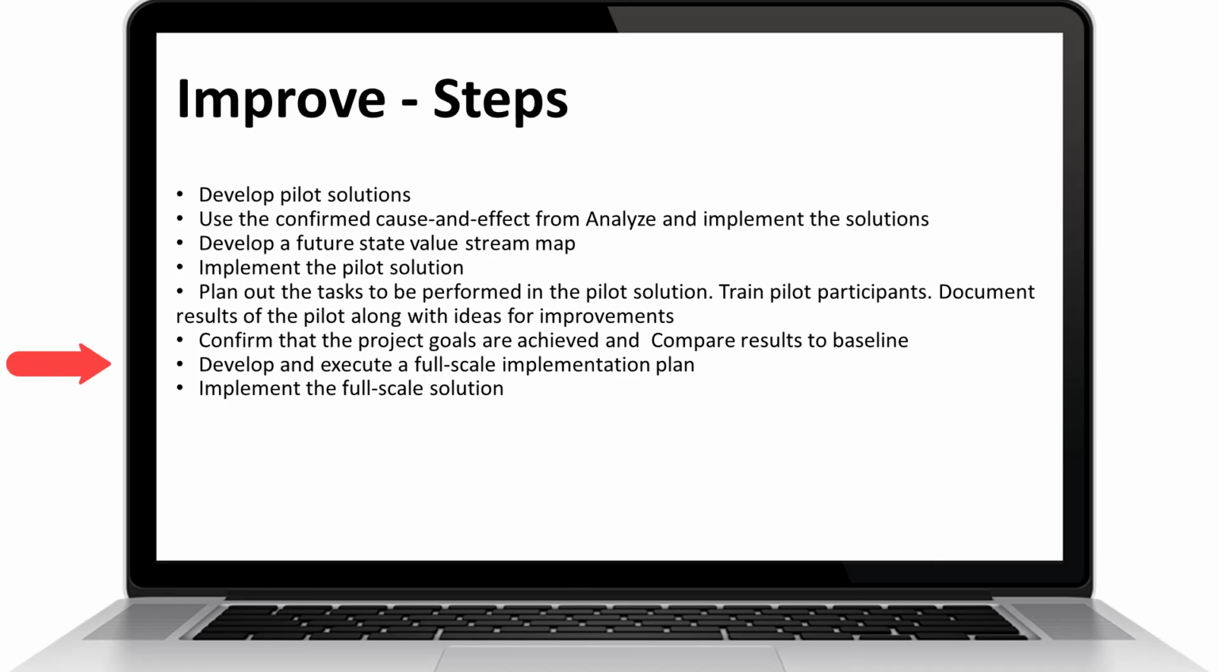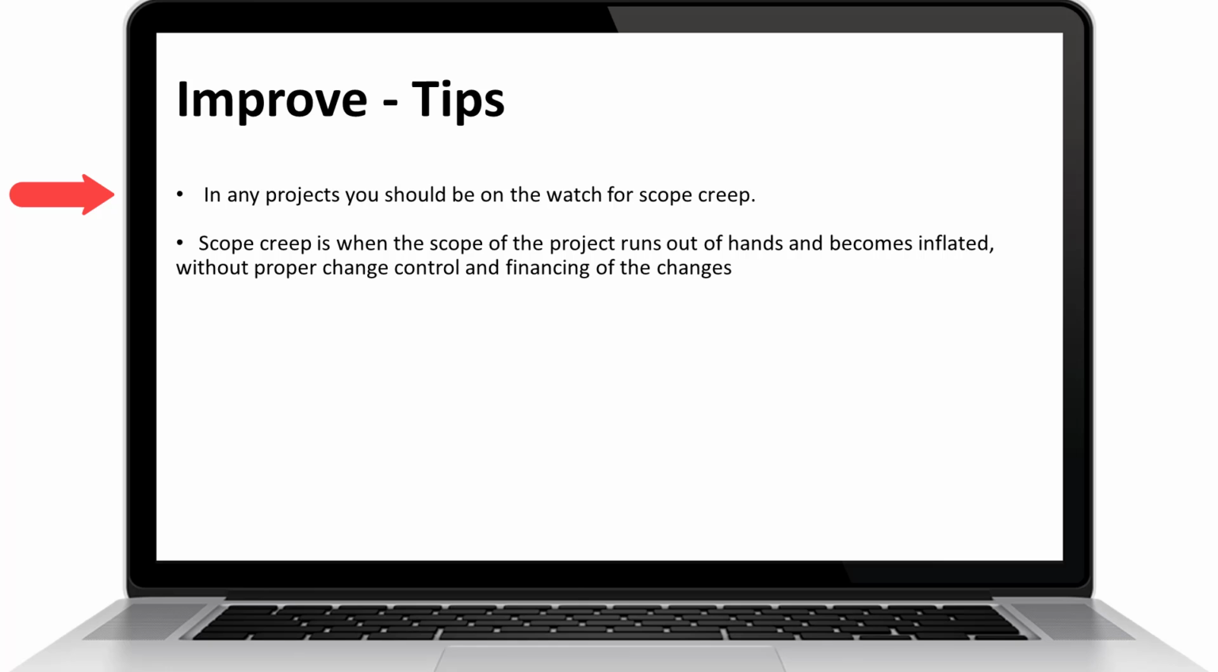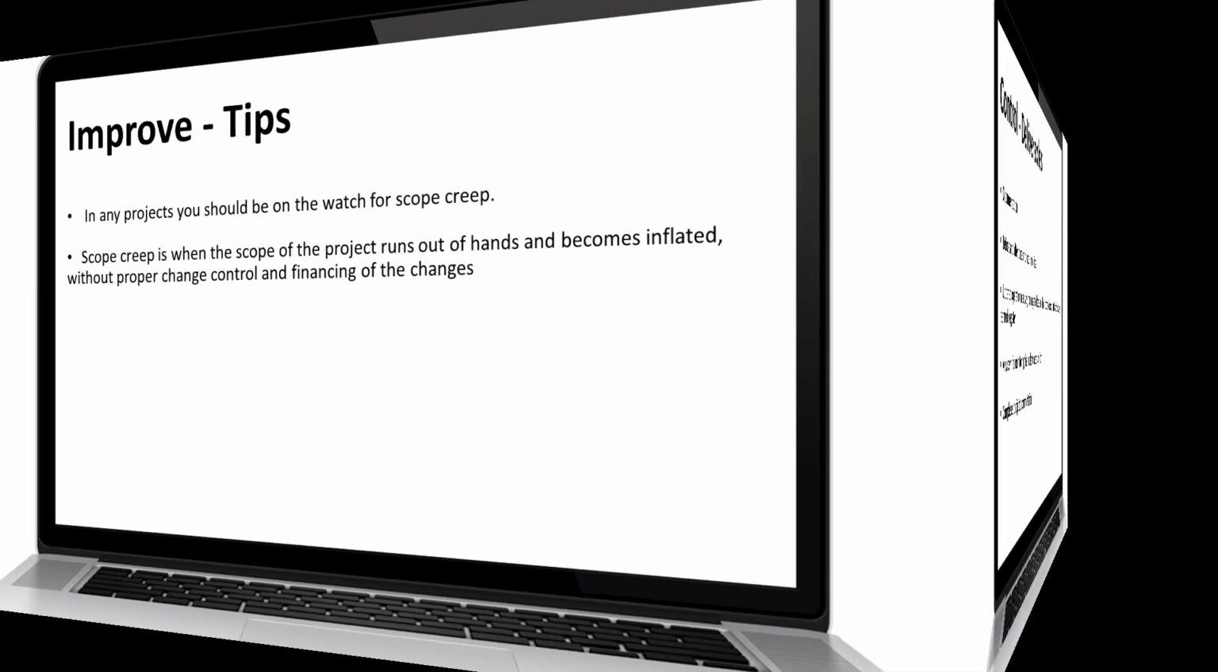Develop and execute full-scale implementation plan. And finally, implement the full-scale solution. Tips for improve. In any project, you should be on the watch for the scope creep. Scope creep is when the scope of the project runs out of hand and the scope becomes inflated without proper change control and financing of the changes.